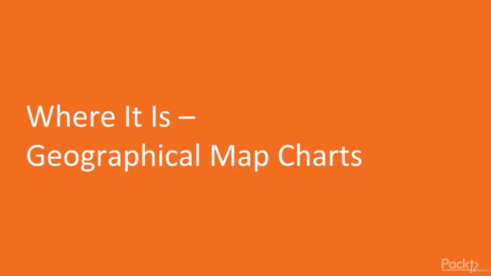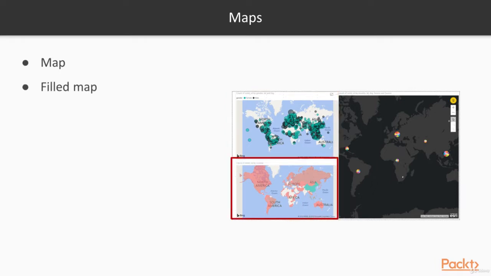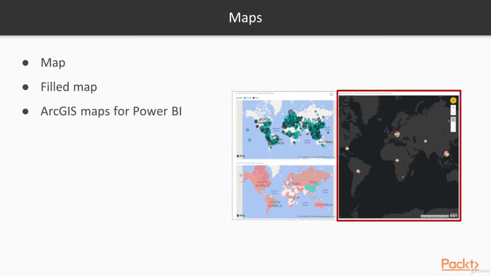Welcome to video 3.5, where it's all about Geographical Map Charts. In the previous video, we built funnel charts to identify where on the internet our big spenders are coming from. In this video, we will explore Power BI's built-in map visuals, Map, Filled Map, and ArcGIS Maps for Power BI.